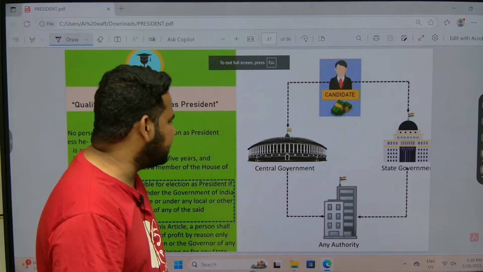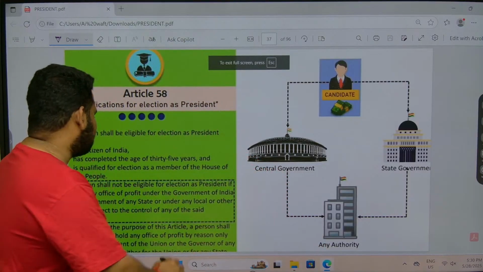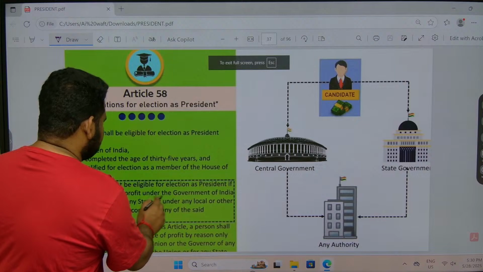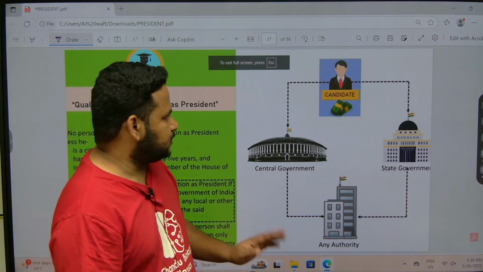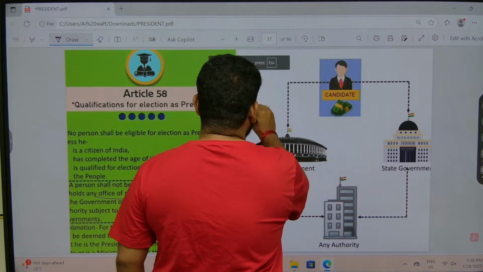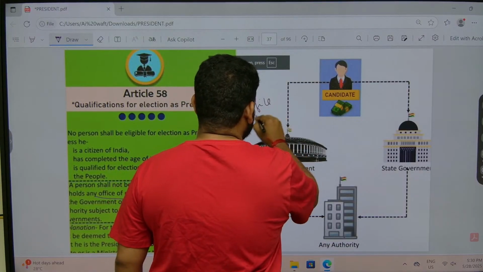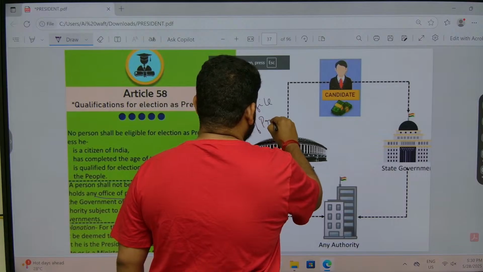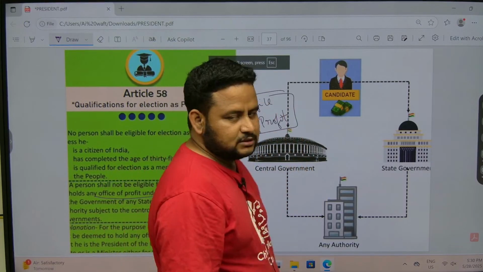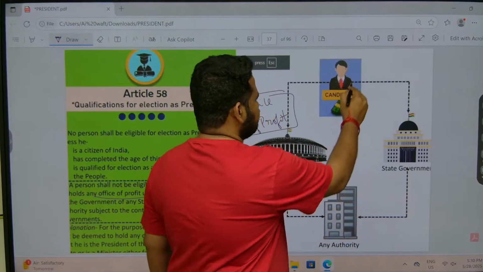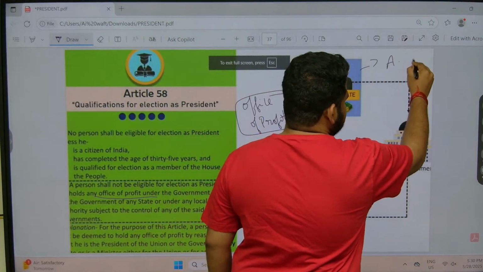Another important thing we will discuss now is called office of profit. You should not hold an office of profit. What does office of profit mean? Now you have to understand very carefully what we mean by office of profit. Consider one thing. Suppose there is a person A.